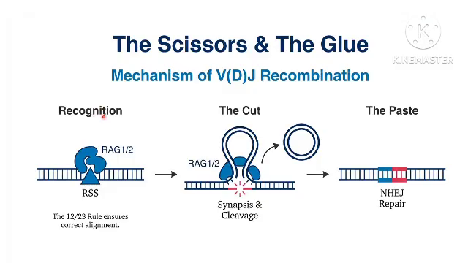Again I am just repeating it. There is RSS here, RAG1 and RAG2. They bind at the RSS. They follow the 12/23 rule to ensure correct alignment, and RAG1 and RAG2 are there on either side of the RSS, and when they come closer, this phenomenon is called synapsis, and they cleave the DNA. This leftover DNA will be deleted, and the now unique VDJ will be repaired by the non-homologous end joining repair pathway.